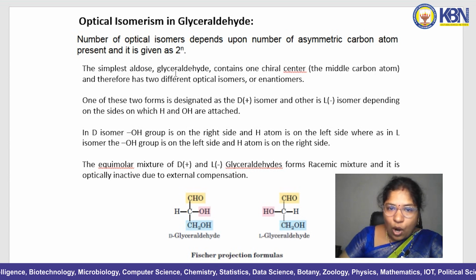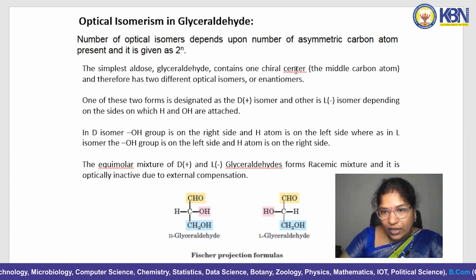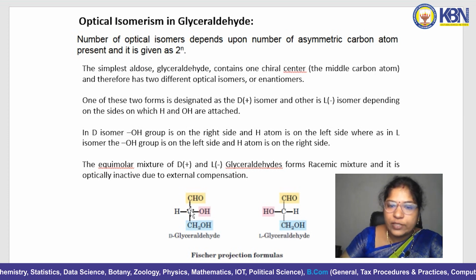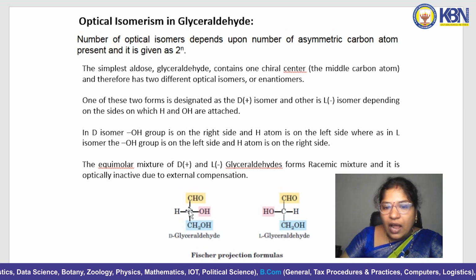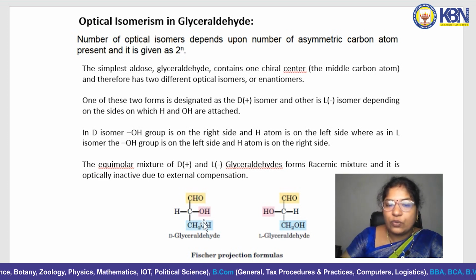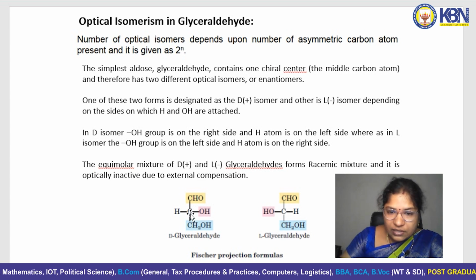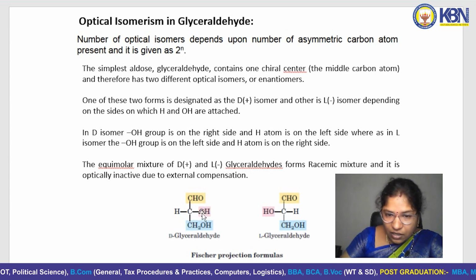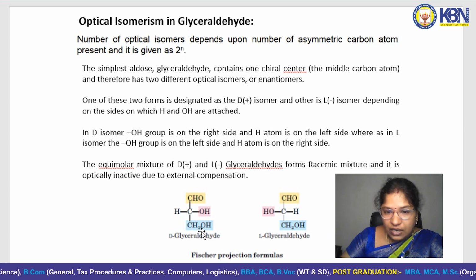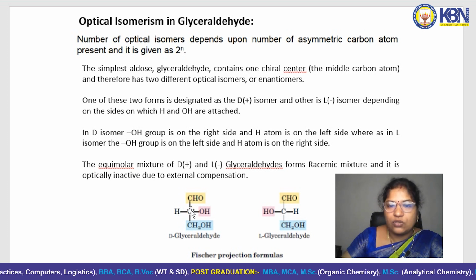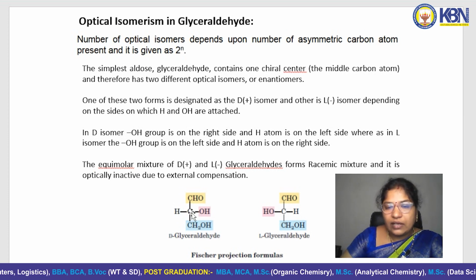The simplest aldose, glyceraldehyde, contains one chiral center. This is the chiral center. Already we know that a chiral center is a carbon that is sp3 hybridized and attached to 4 different groups, also called a stereo center. Here in glyceraldehyde, a hydroxyl group is present, an alcohol group is present, an aldehyde group is present, and hydrogen is present. So it is the chiral carbon.